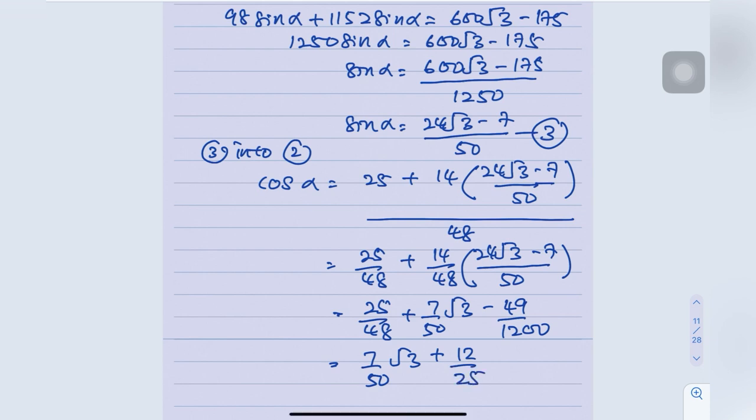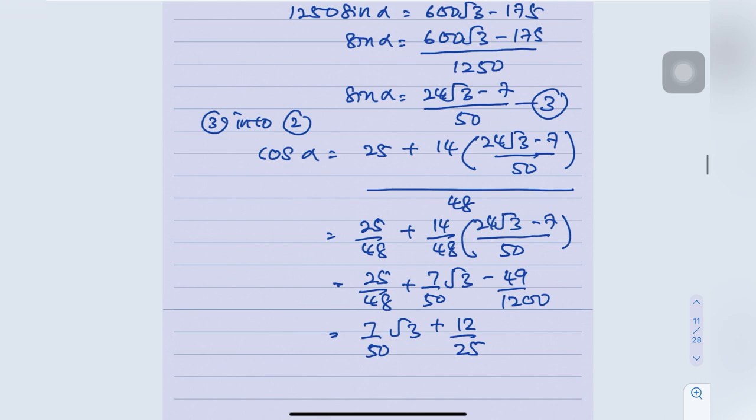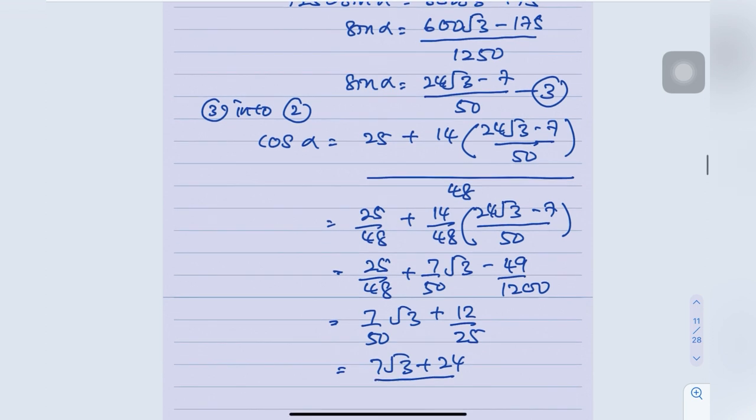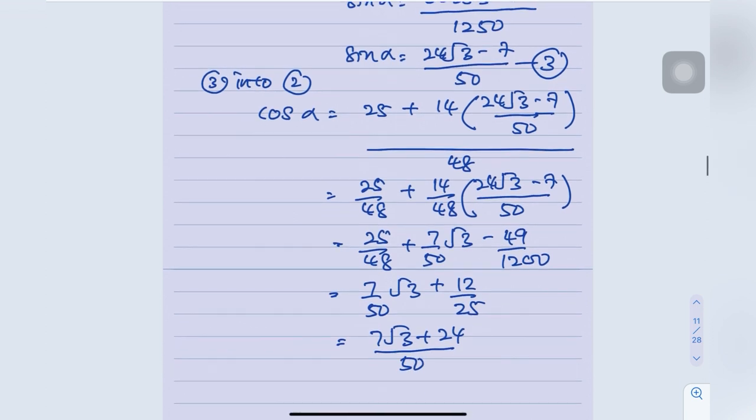Okay, so then we equate the denominator. So it becomes (7√3 + 24) over 50. Okay, so this is the answer for cos alpha. Same for tangent. We have the addition formula for tangent: tan(theta + alpha) equals tan theta plus tan alpha over 1 minus tan theta tan alpha.